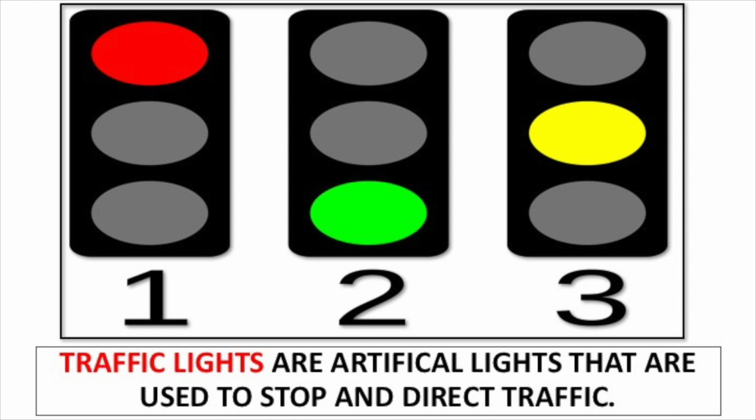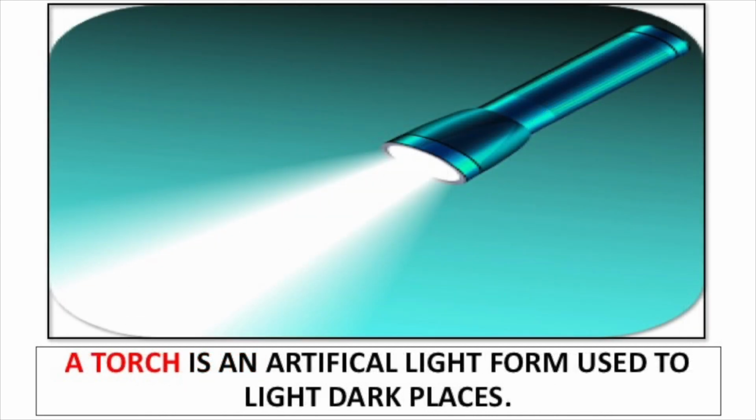If you see a red traffic light, what do you have to do? Stop. And then when the light goes green, what can you do? Go. Well done, guys. A torch is an artificial light used to light dark places. Yes, when it's dark, we can use a torch to see.